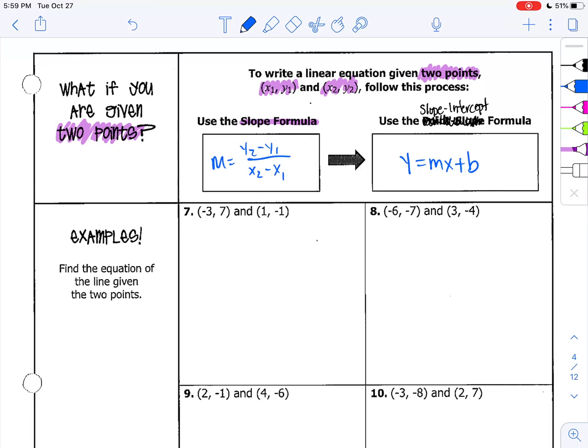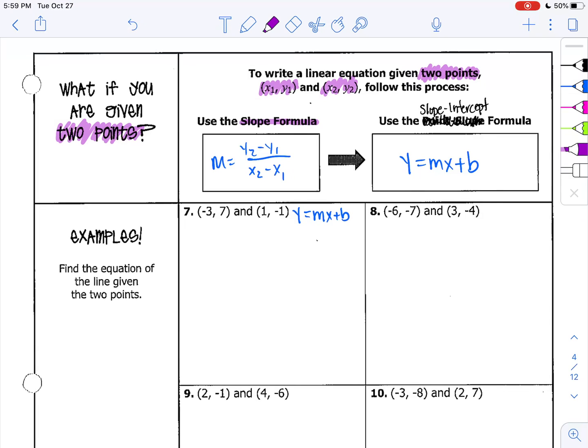Number 7, we're given the points -3, 7 and 1, -1. And we're asked to write the equation of the line. As soon as I know I'm writing the equation of the line, I'm going to start by writing y equals mx plus b. And I know I need to replace m with the value of my slope and b with the value of my y-intercept. However, with the information provided, I am not given the slope or the y-intercept. So I'm going to have to calculate both of these. And that's why I say this is a 2-step problem. Because first you have to calculate the slope, then the y-intercept.